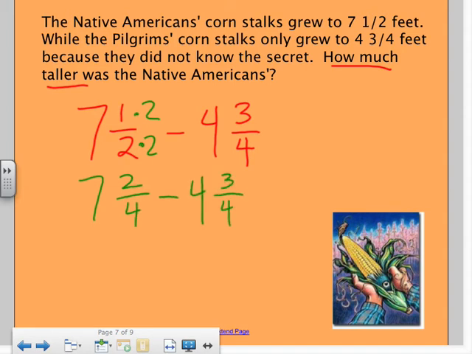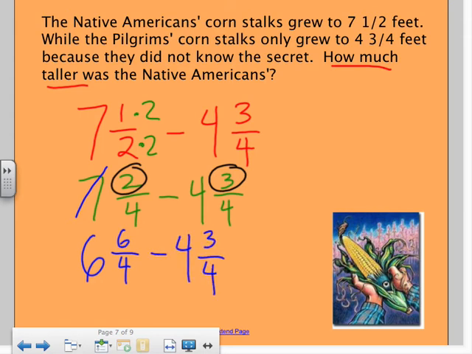You start doing your subtraction, you may have subtracted the whole numbers, but hopefully when you got to the fraction part, you noticed 2 minus 3, can't do that. So I need to borrow from the 7. So the 7 is going to become a 6, and the extra whole is 4/4. So that 4/4 I'm going to combine with the 2/4 I already had.